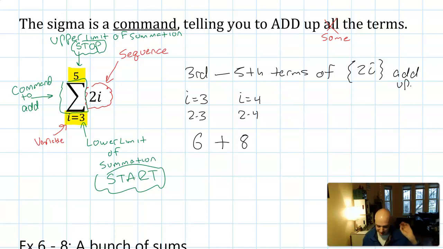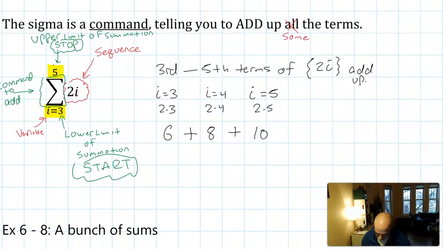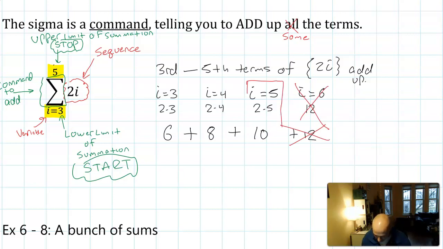So this is saying do 6 plus 8, but we don't stop yet because we haven't reached the upper limit of summation. So now we let i equal 5. We do 2 times 5, which is 10. We add that on to our sum. Now, I'm like, oh, this is really fun, let me keep going. If I go to i equals 6, I get 12. Should I add 12 on here? No! Because 5 was the stop value. That was the upper limit of summation.